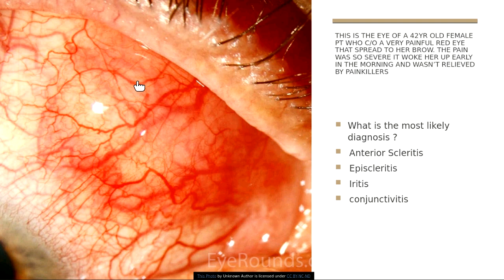I'm not sure. But you would see inflammation along the iris, so you'd probably see edema. But I wouldn't exactly be seeing it.